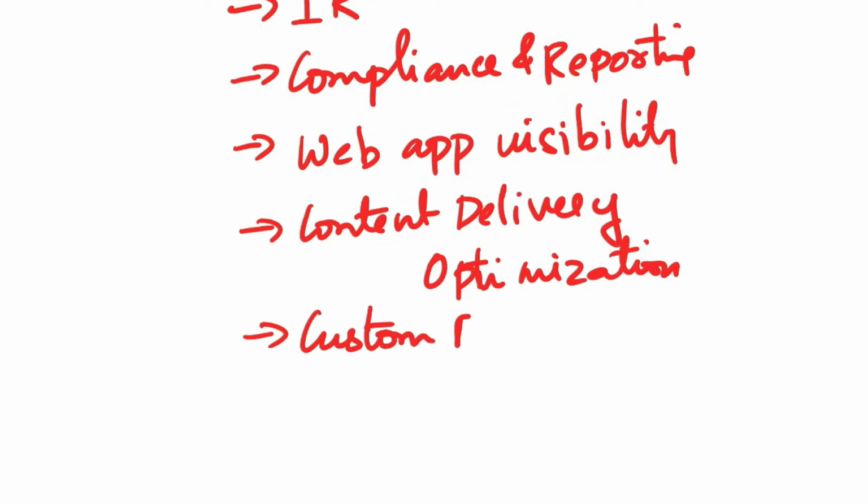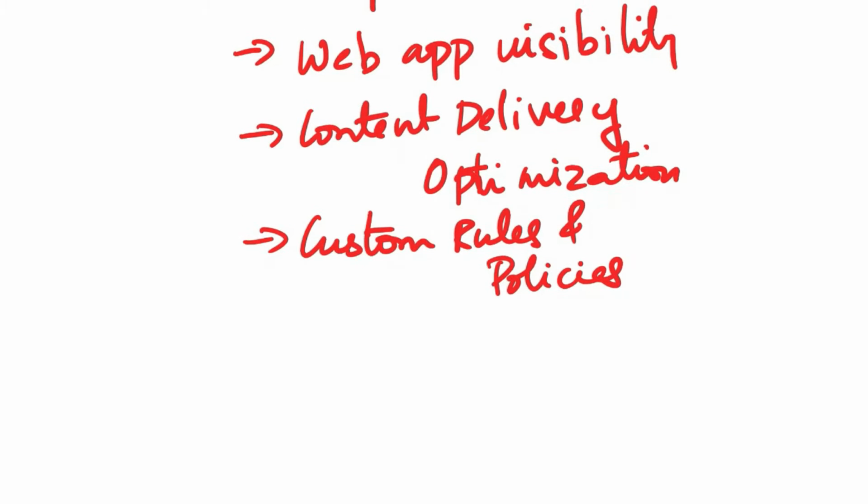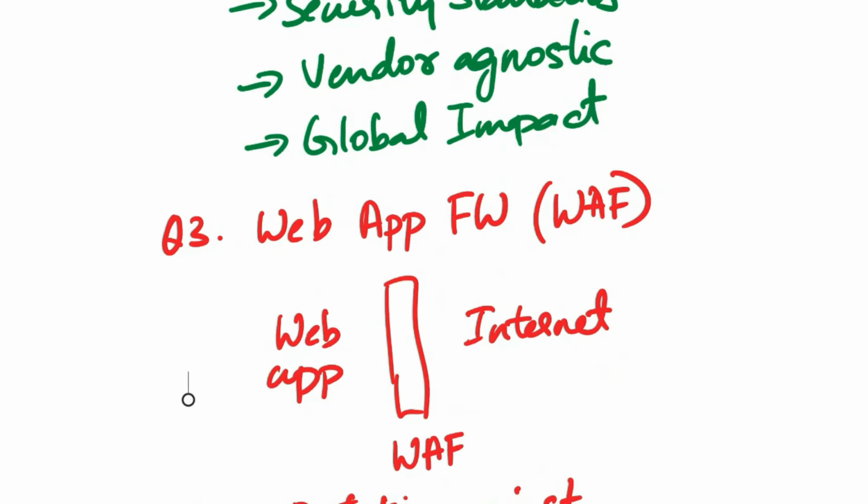Next one, custom rules and policies. WAFs often allow the creation of custom security rules and policies to address unique application specific requirements or vulnerabilities. So, in summary, a web application firewall serves as a critical component of application security by detecting, blocking, and mitigating web based threats and vulnerabilities. It helps protect web applications from a wide range of attacks, enhance security posture, and provide essential visibility and reporting capabilities to safeguard online assets.